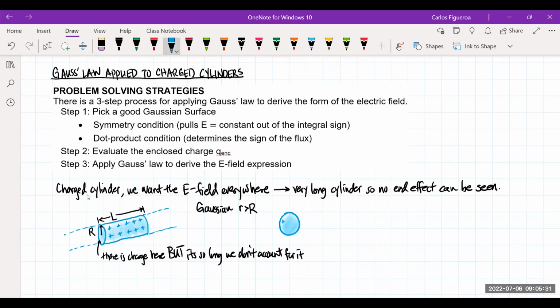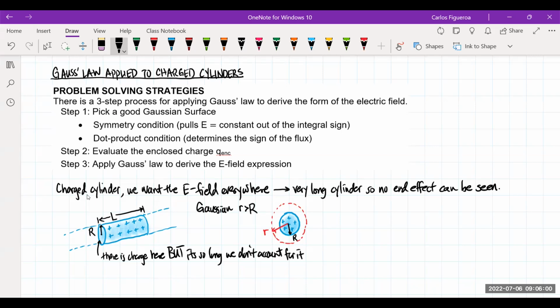So we know that there's charge on this. Now what I'm seeing here is that I'm going to put my Gaussian on the outside. So when I look at this, what do I see? Well, the Gaussian has a radius r, and the cylinder has a radius big R. That's where I want to calculate the field.